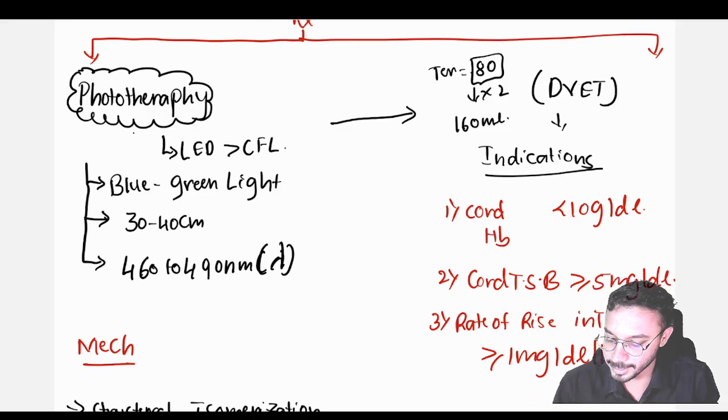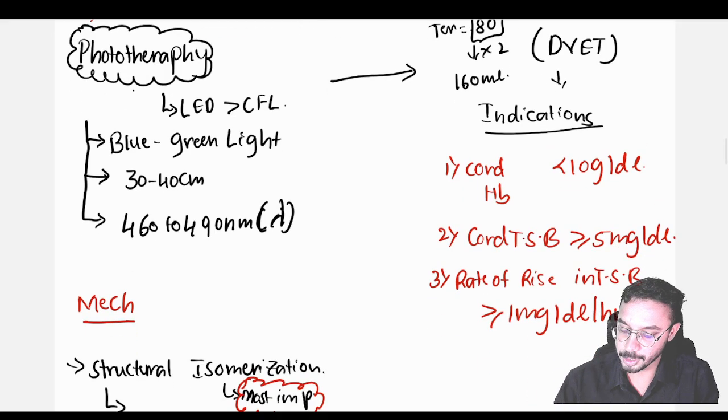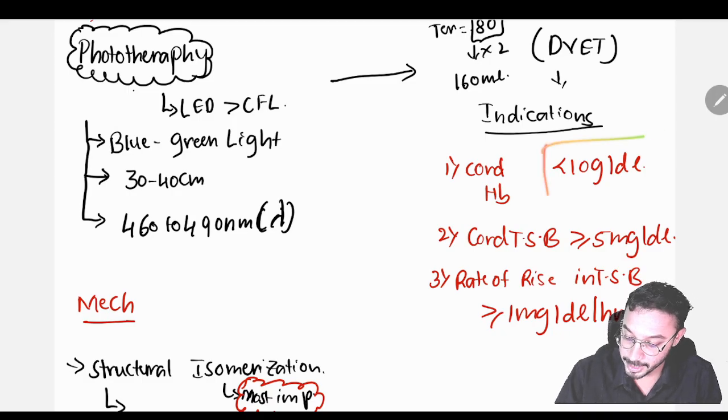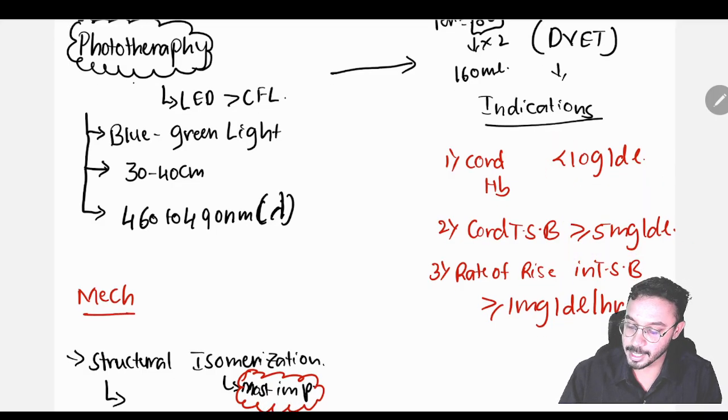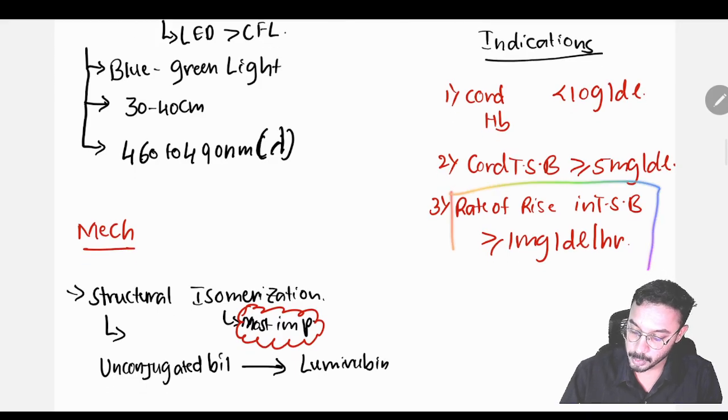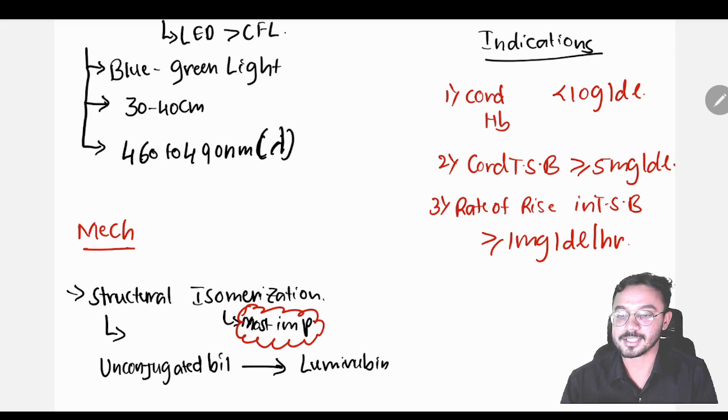So what are all the indications? Cord hemoglobin less than 10 gram per dL, and cord total serum bilirubin greater than or equal to 5 mg per dL, and a rate of rise in total serum bilirubin greater than 1 mg per dL per hour. These are all the conditions where you are going to use exchange transfusion.